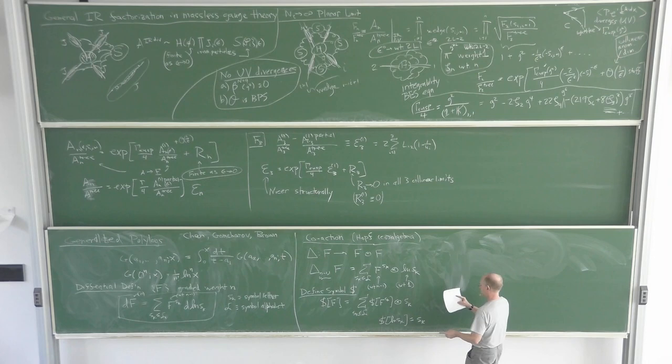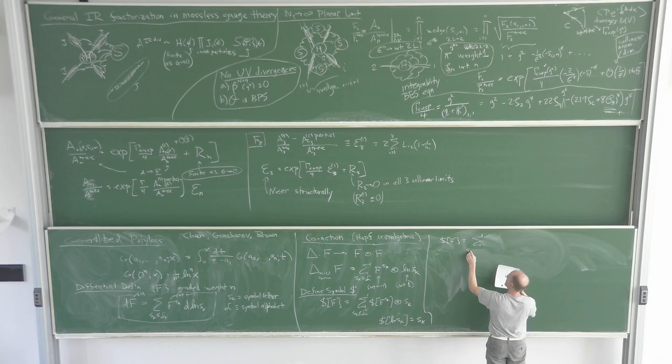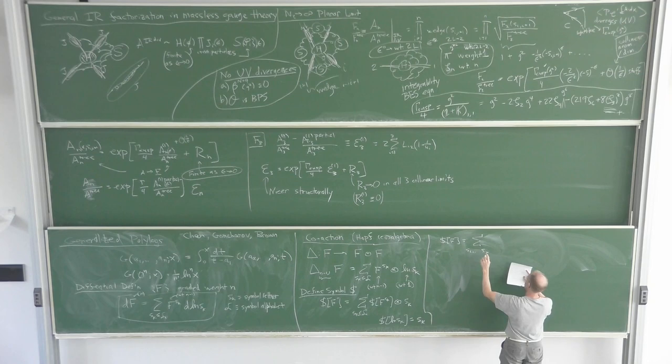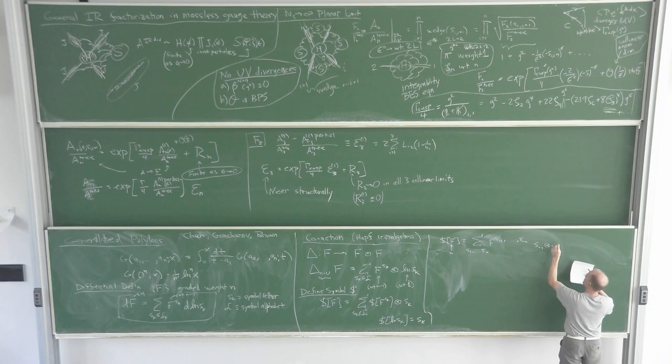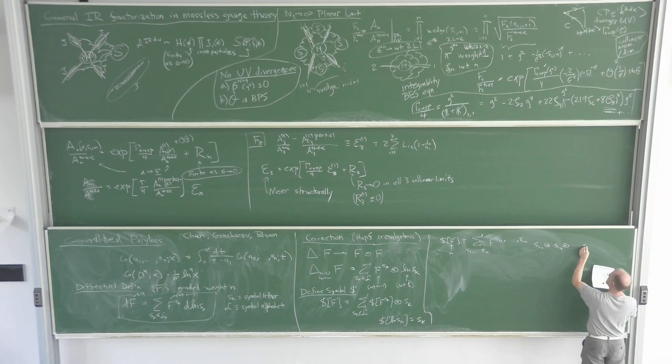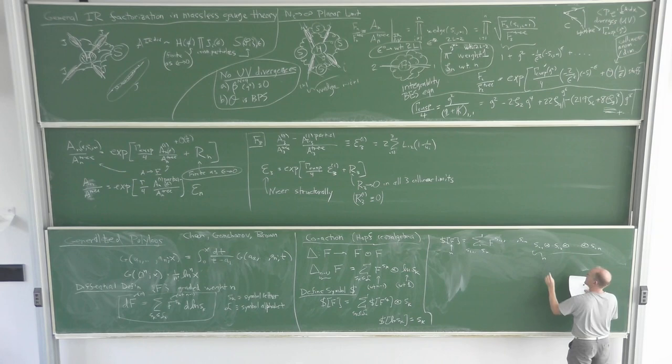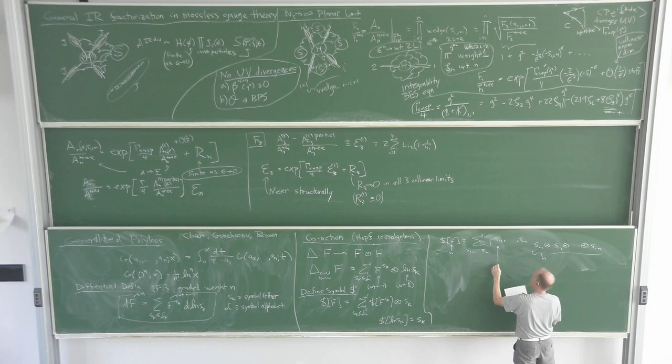So at the end of the day, the symbol looks like this. It's a sum over a bunch of indices that label the letters, running from 1 to n if this had weight n. And it has some coefficients which have n indices on them. And then they multiply these letters, and we have a tensor product of n of these things for a weight n function. And these coefficients here just belong to the rational numbers.